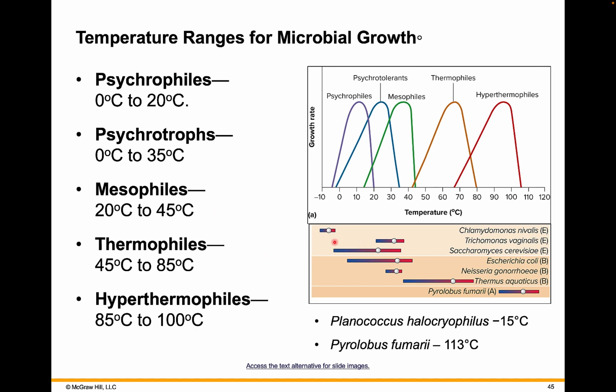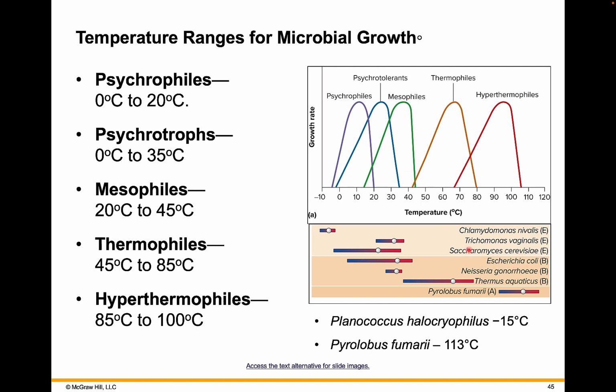And you can easily see that these are the different organisms. You can see this Chlamydomonas nivalis. This is a eukaryote. It is essentially a psychrophile. On the other hand, you can see right here Pyrolobus fumarii, that can grow at a temperature of 130 degrees centigrade, whereas Planococcus halocryophilus can grow happily at minus 15 degrees Celsius. Whereas the Escherichia coli right here, you can see that the range of E. coli is essentially mesophilic.